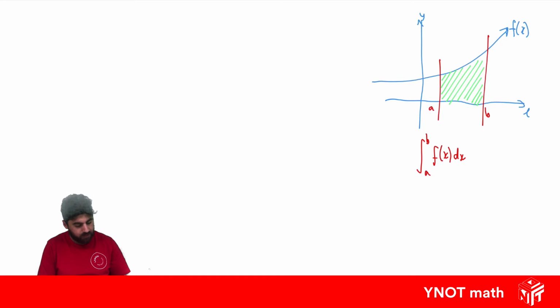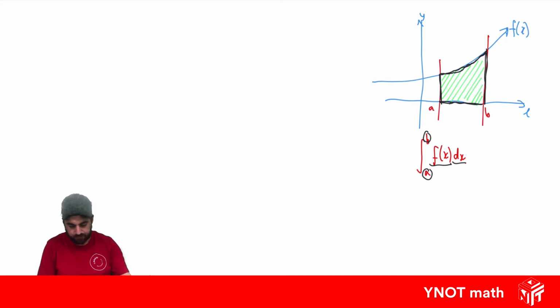And the way we can think about it is that this area is bound between four things. The curve f of x, which is here, x equals a, which is here, x equals b, which is here, and the x-axis, which we can think the dx represents. So our integral tells us our four bounds which the area is enclosed in. So let's have a look at an example.